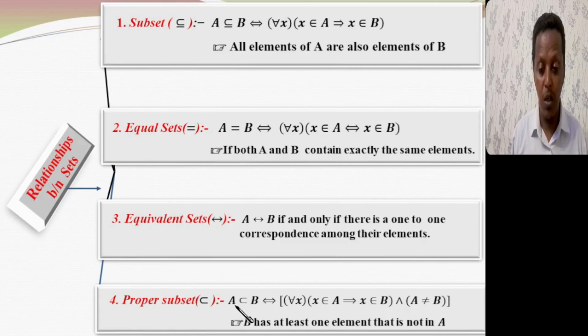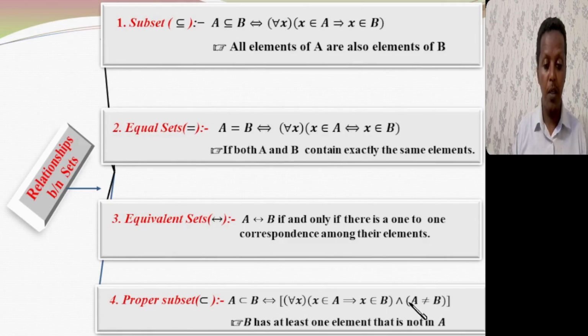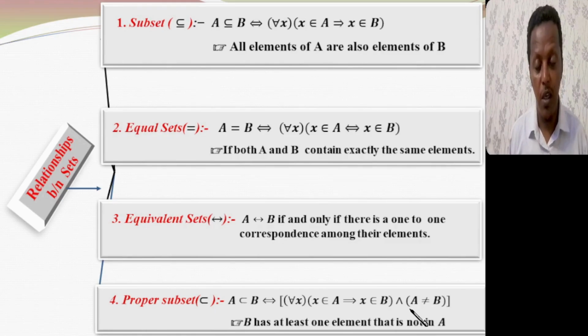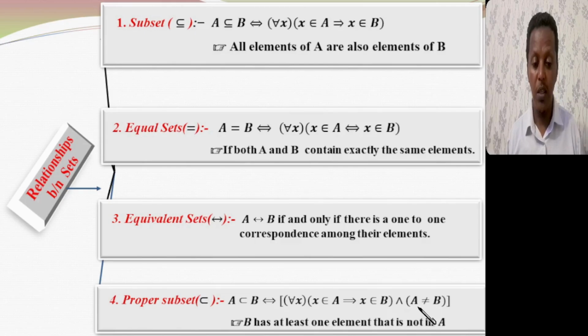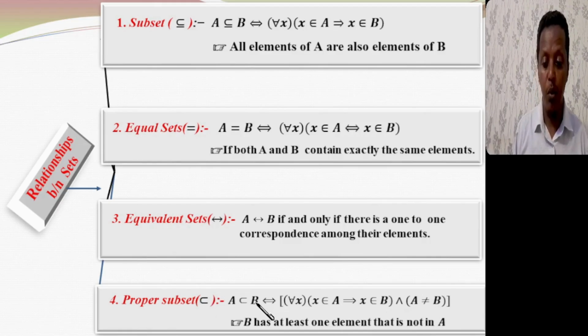So in that case, we say A is a proper subset of B. So the difference between subset and proper subset: in the case of proper subset, all elements of A are in B and B is different from A. But for subset, all elements in A are in B, and A and B can be equal sets. But for the proper subset, B must be different from set A. That means there must exist at least one element in B which is not in A to say A is a proper subset of B.